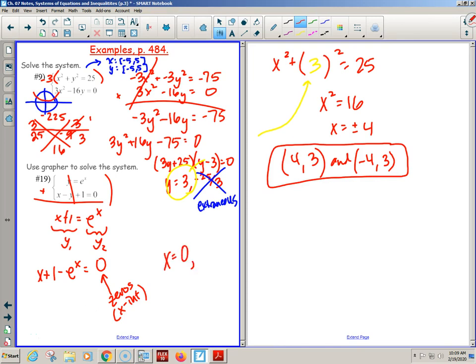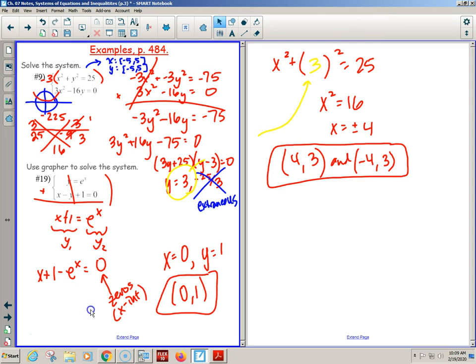And I can go plug and chug. Anything to the 0 power is 1 by back substituting. So guys, we back substitute with substitution, we back substitute with elimination.